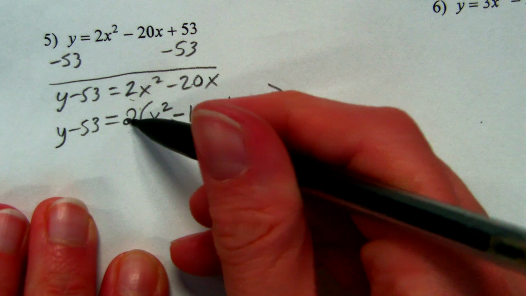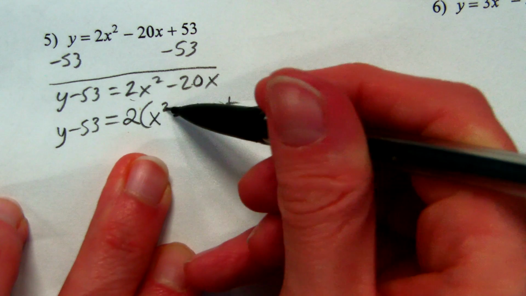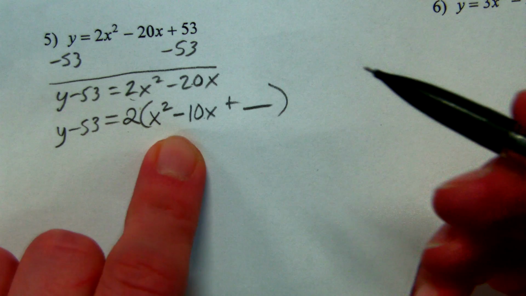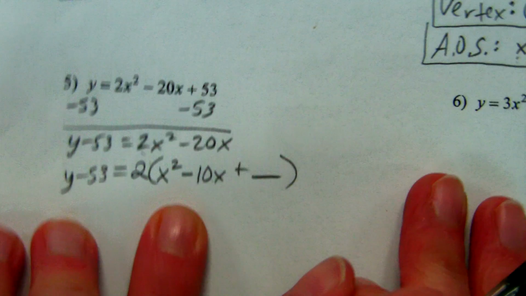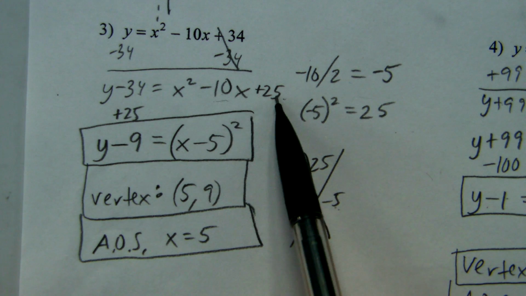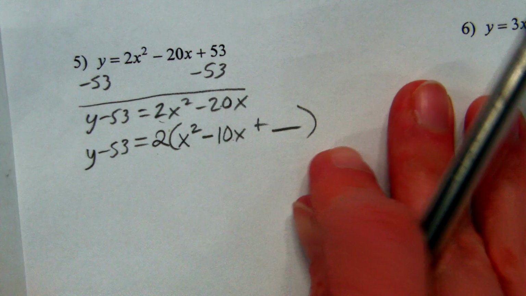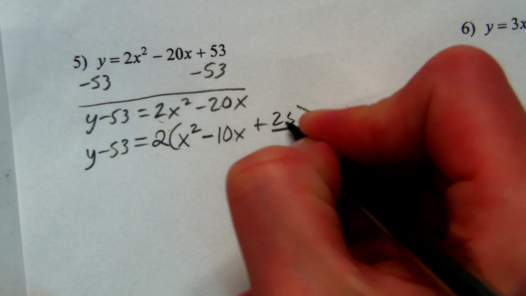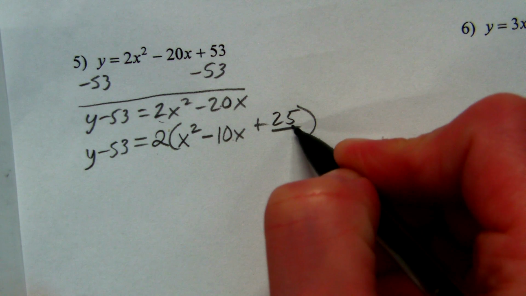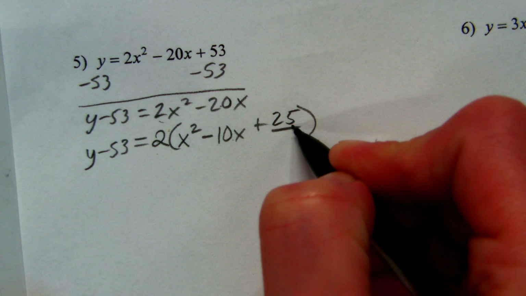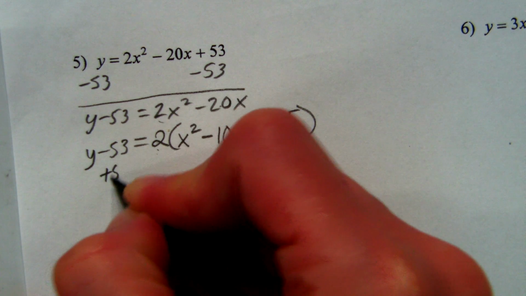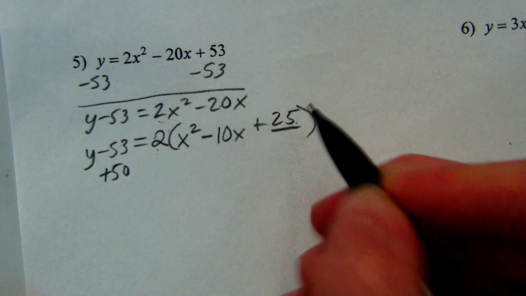So we took a 2 out of both terms, and now I have just x squared, which is something that I can work with. And so we have negative 10 here. If you look back, we actually did the work to complete the square with negative 10 up here. We already know it's going to be plus 25. So if I add 25 here, am I actually adding 25? No, you're multiplying by 2. So multiply by 2, and that makes it 50. So I have to add 50 to this side, because the 2, if I distributed, would make that 50.